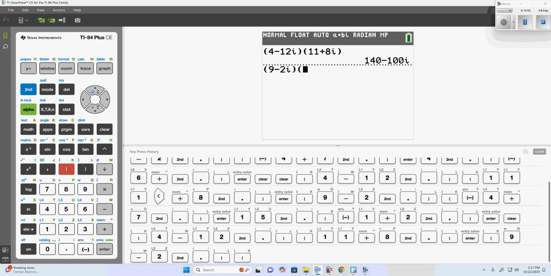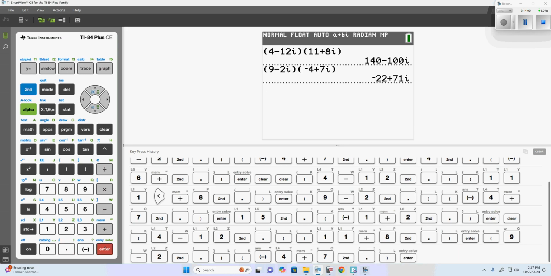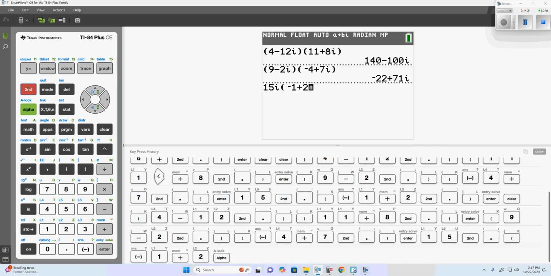And minus 2i times negative 4 plus 7i. Or even if we look at the one we did before it, 15i times negative 1 plus 2i. Not what I wanted. There we go. We get the same answers.